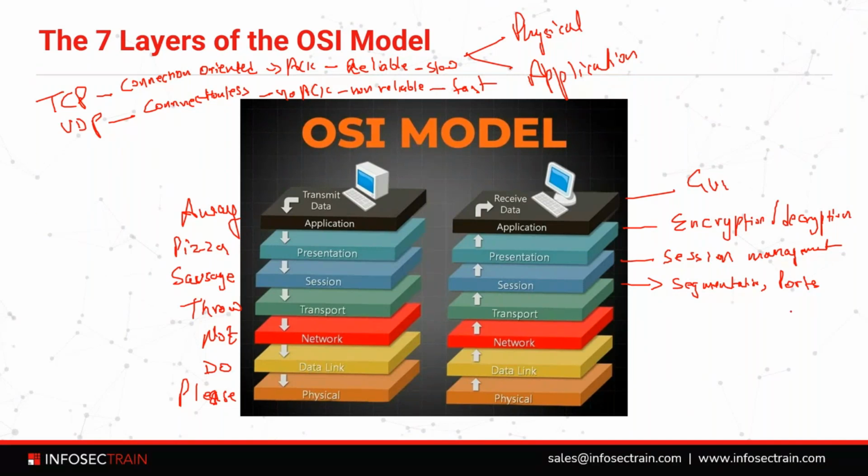Now, the transport layer takes care of whether to use TCP or UDP, and it does the segmentation of the packets. So that means it will break your data into smaller parts. Now, why is breaking of data necessary?